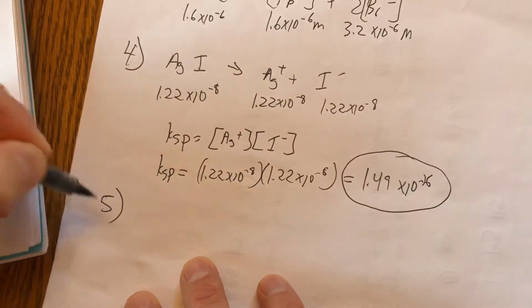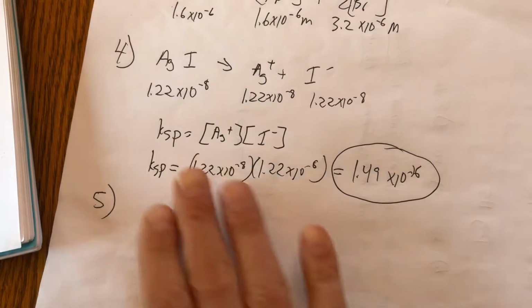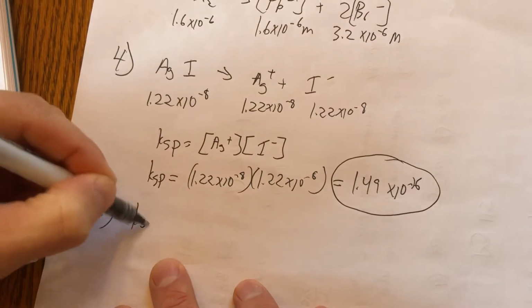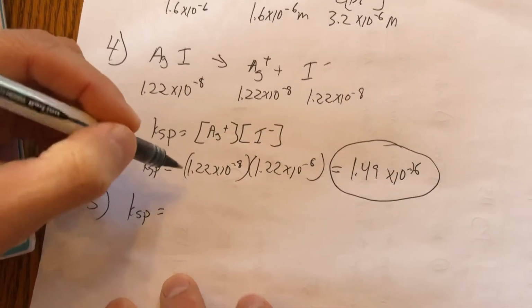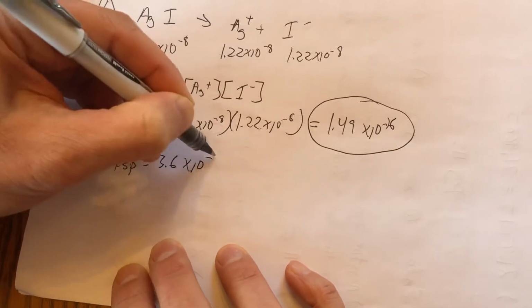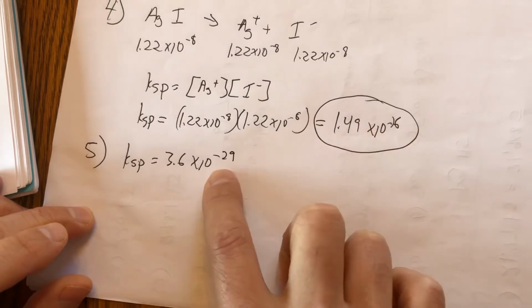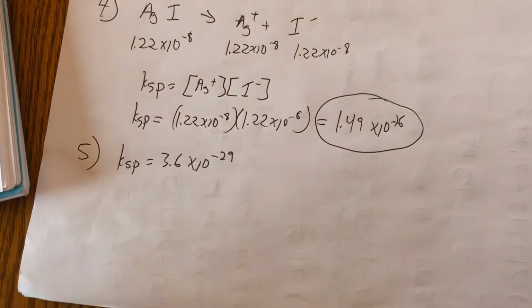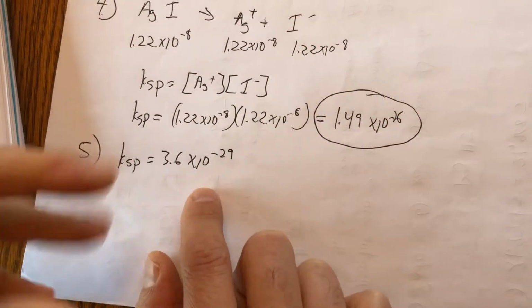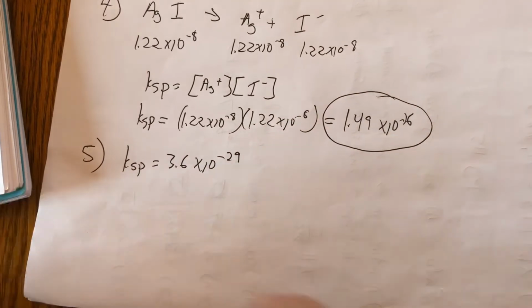Okay, on number 5, it's a reverse problem. So on number 5, it tells you KSP is equal to 3.6 times 10 to the negative 29. Okay, these are tiny numbers. What that tells us is that they're barely soluble. Like if you drop a chunk of this into water, like one molecule will dissolve and the rest of it will stay as a chunk.